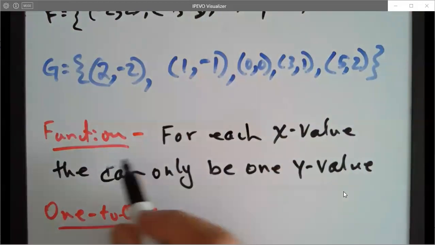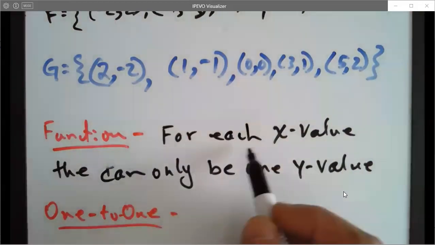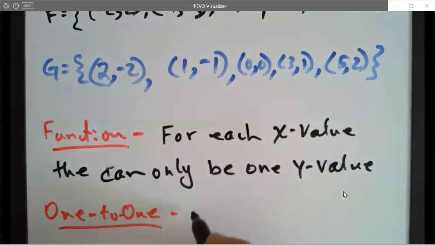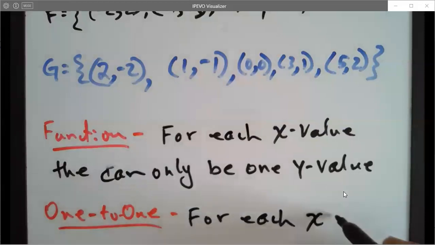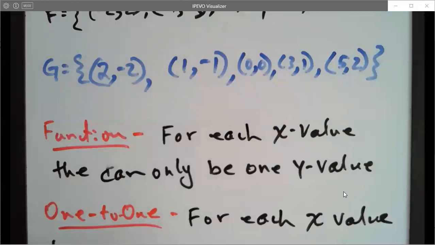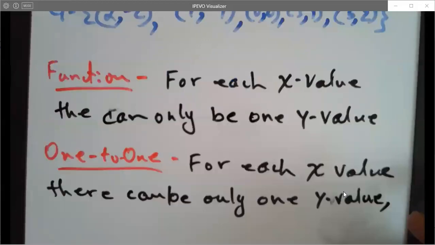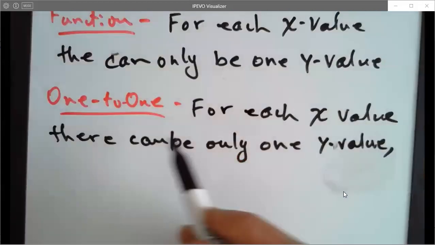So we said for a relation to be a function, for each x value there can only be one y value. I messed that up. So it takes the definition of a function and it goes further. For each x value, there's only one y value.